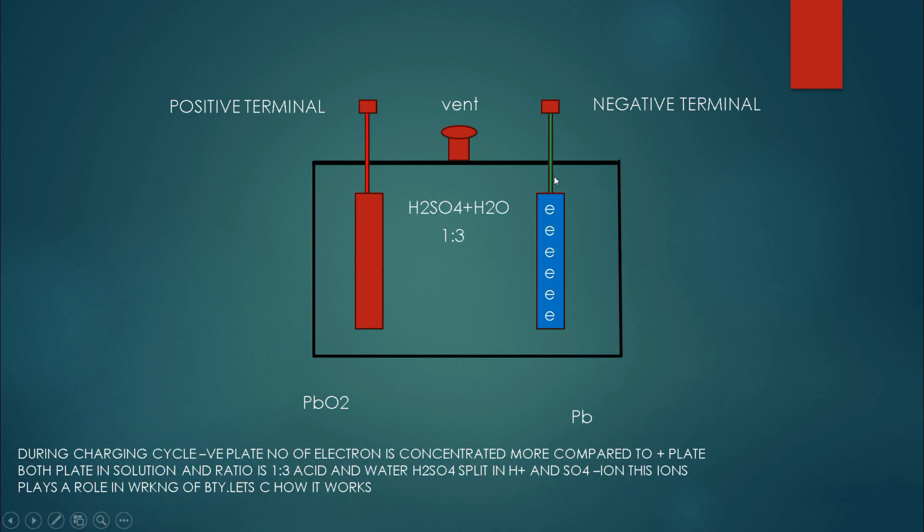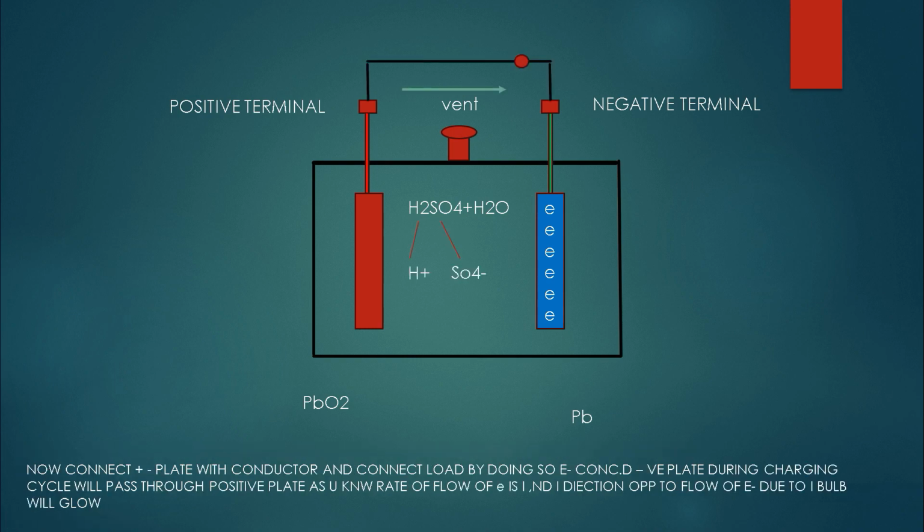Normally this negative plate has more electrons compared to the lead dioxide, and the electrolyte solution is sulfuric acid plus water, in the ratio of 1:3. The sulfuric acid will split into H plus ions and SO4 minus ions.